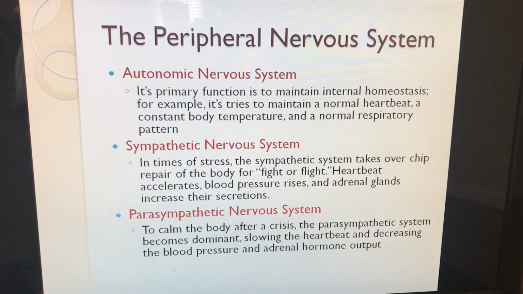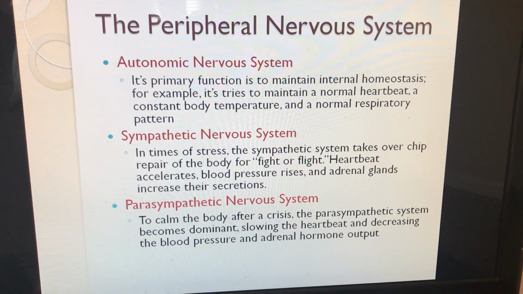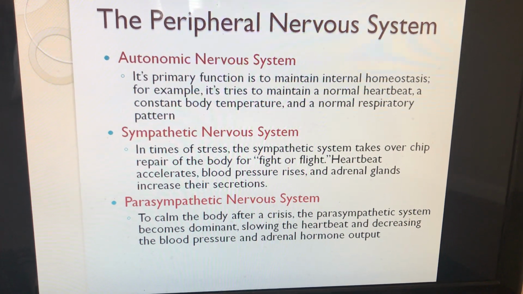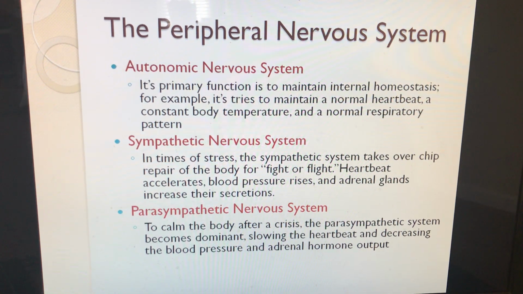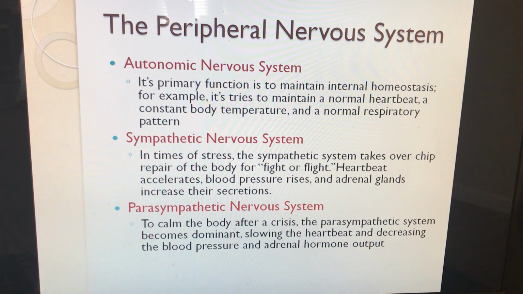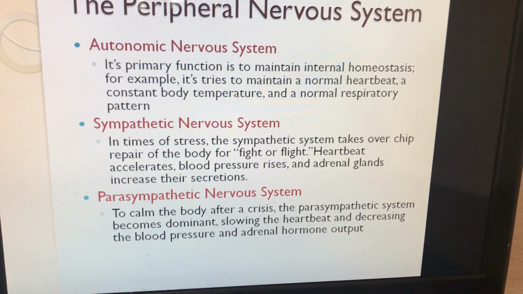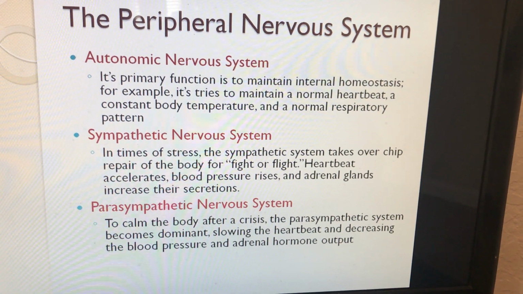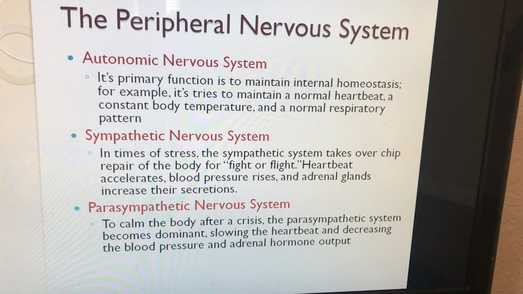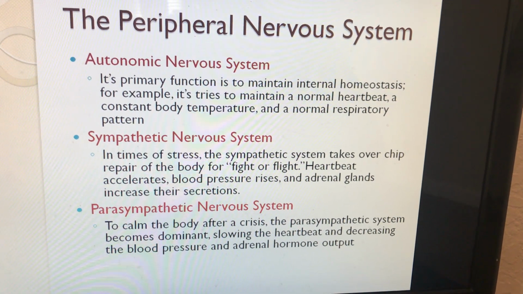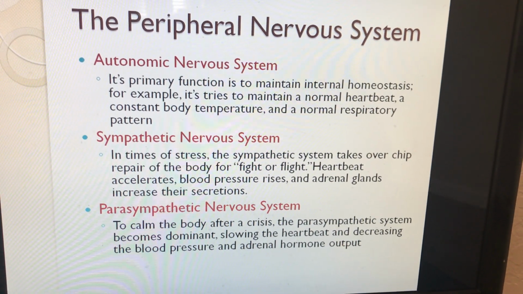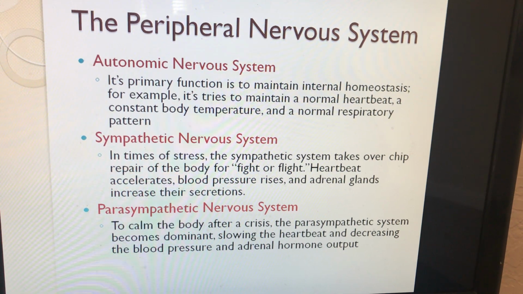So the peripheral system contains the autonomic nervous system. Its primary function is to maintain internal homeostasis, so it's going to balance things inside. For example, it tries to maintain a normal heartbeat, a constant body temperature, and a normal respiratory pattern. Your sympathetic nervous system, in times of stress, takes over and prepares the body for fight or flight. It controls the heartbeat, so it's going to make it go up. Your blood pressure is going to rise, and the adrenal glands are going to increase their secretions.